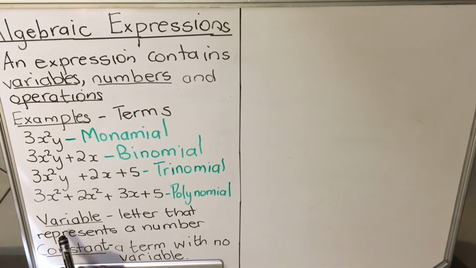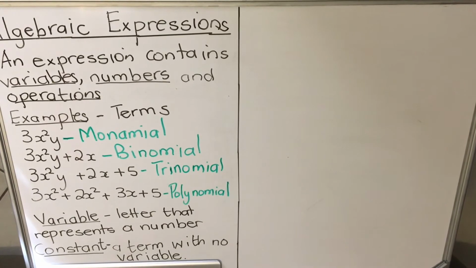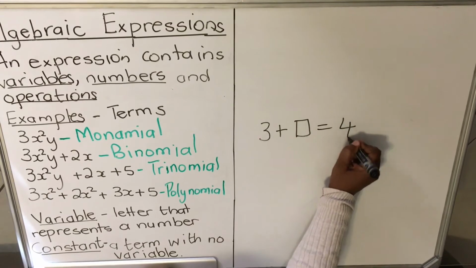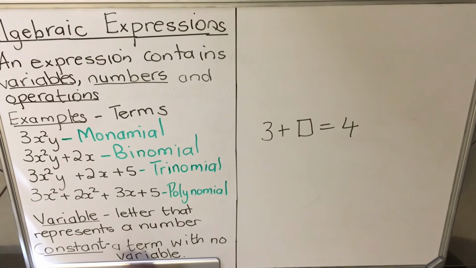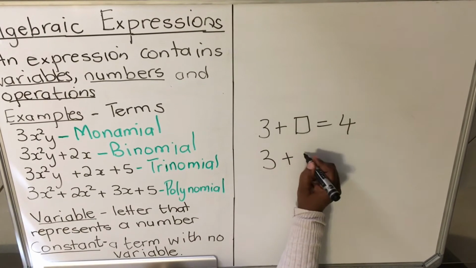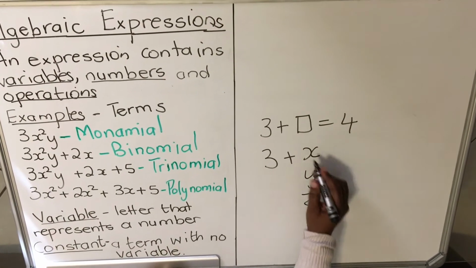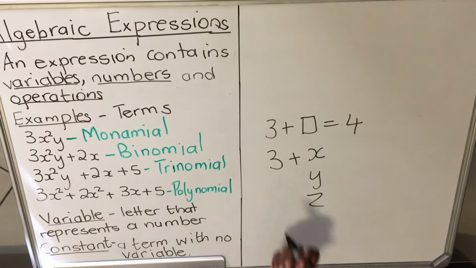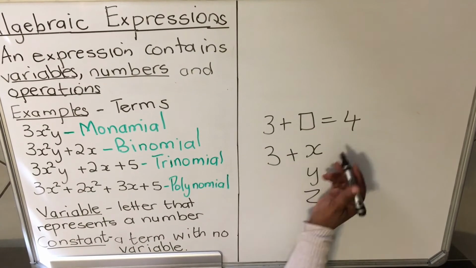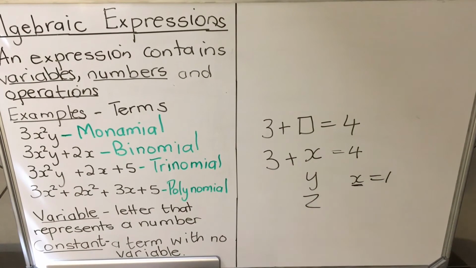Variables are symbols. Variables are letters that represent a number. You remember when you were in lower grades, you'd have 3 plus something will give you 4. So when you are in grade 8, you are taught that 3 plus that something, instead of writing a box like that, they use an X or they can use a Y. They can use any letter which represents a particular number. 3 plus 1 is equal to 4. So 3 plus X is equal to 4. So it means X is equal to 1. So this X is a variable.